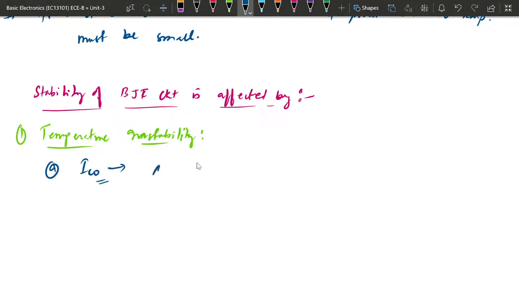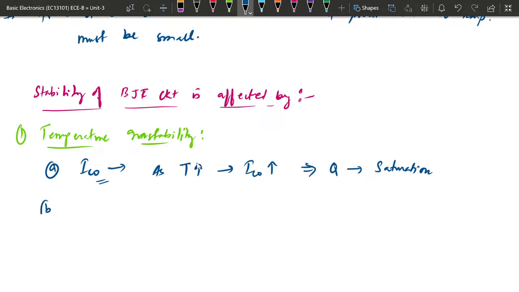If we are going to increase the temperature, then the ICO value will also increase. That means the Q point will be going to the saturation side, because ICO increasing means current will increase. So as current is increasing, the operating point will be switching to the saturation side.